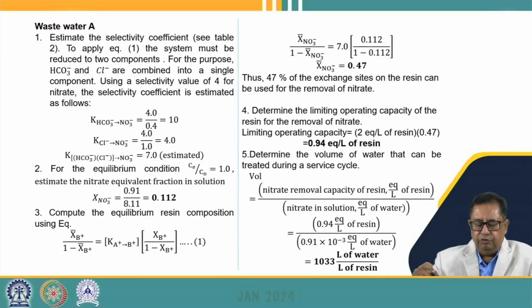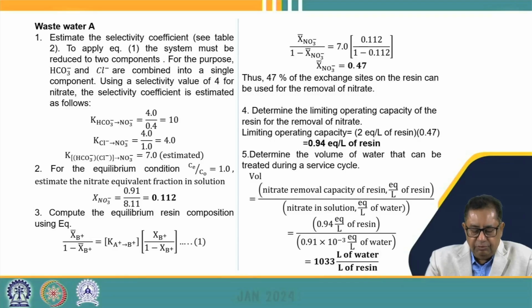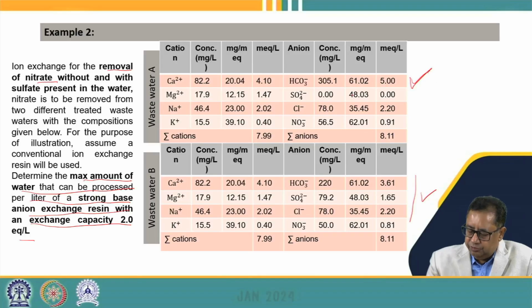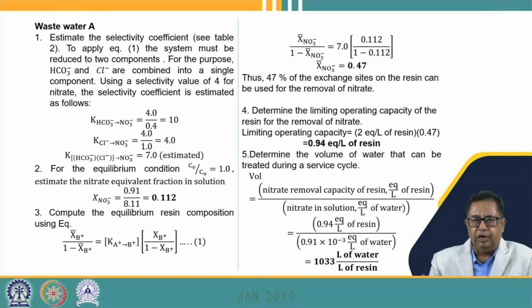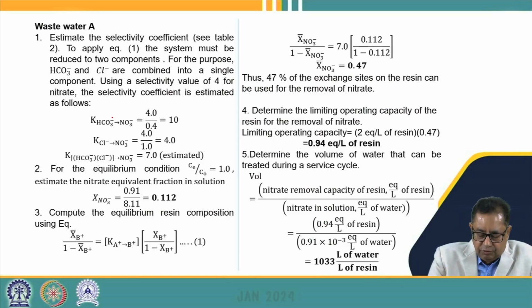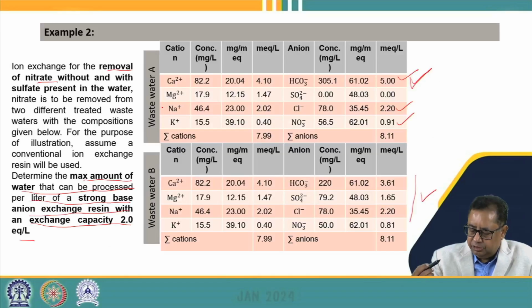So here, first of all, we have to calculate the selectivity coefficient. So we will be calculating the selectivity coefficients depending upon what amount of ions are present. For example, if we see wastewater A here, wastewater A contains mainly bicarbonates, right? It contains chlorides, it contains nitrate. Okay. So we want to remove the nitrate from the system. So we will calculate the selectivity coefficient of nitrate over the bicarbonate. Okay. So the selectivity coefficient for nitrate is around 4, right? From the table that we have already given in the previous slides.